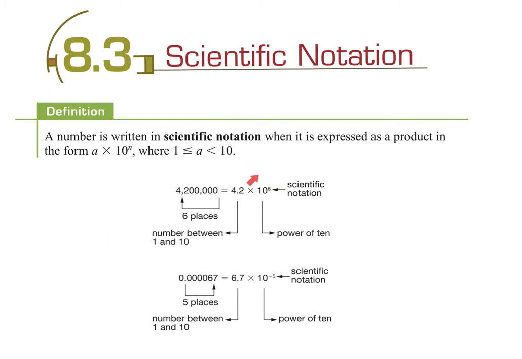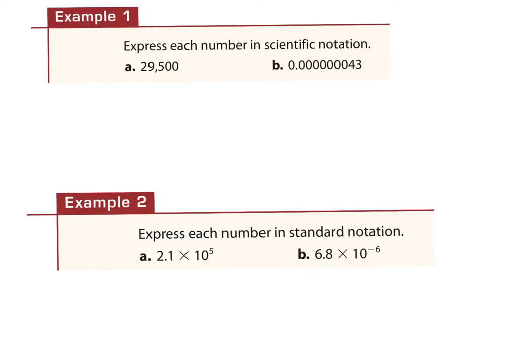So if I'm going from scientific to standard, this tells you, is my number going to get bigger? A positive exponent is going to be a bigger number. A negative exponent is going to be a smaller number. All right, so let's just look at rewriting them. Express the number in scientific notation.